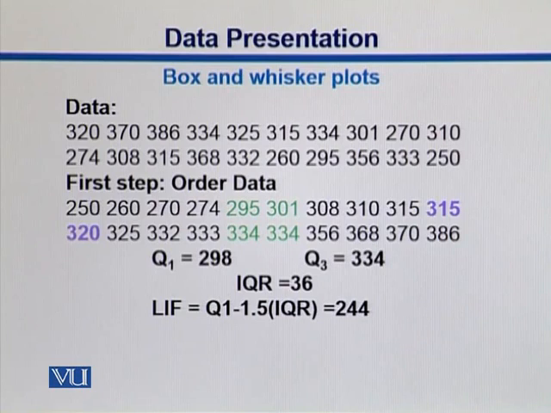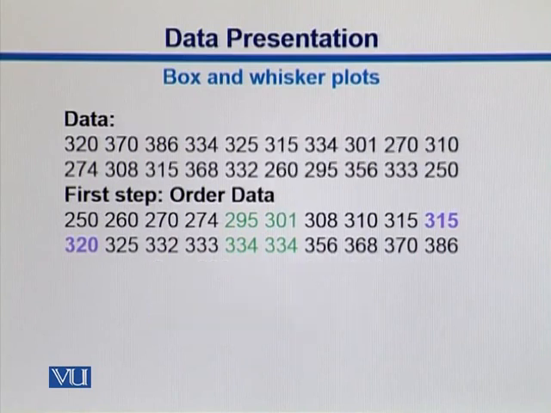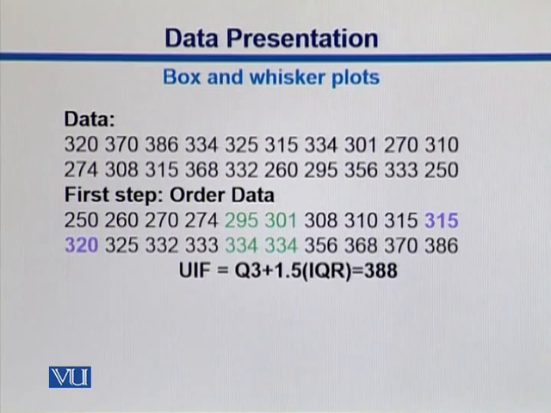So it's a number that comes to 244. We define another fence. We call it the lower outer fence. So that is Q1 minus 3 IQR, 190 in this case. Same way we define upper fences. So for that box and whisker plot, we are actually trying to get the outliers, the extreme numbers.